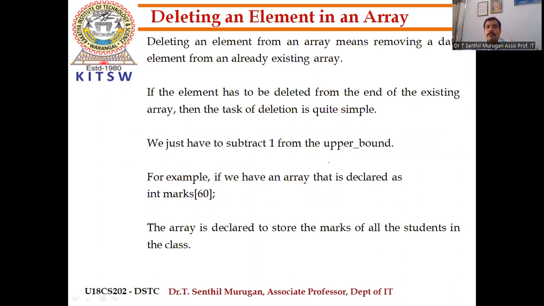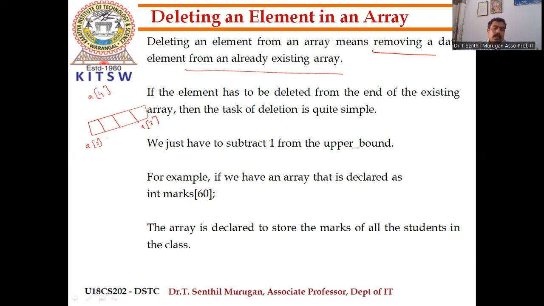So deleting an element from an array means removing data which is already existing. From that, we have to remove the element from the existing array. If the element has to be deleted from the end of the existing array, then the task of deletion is quite simple. So this is an array. We declared it, say the array size is 4, A of 4. So what is the index of this array? A of 0 to A of 3.